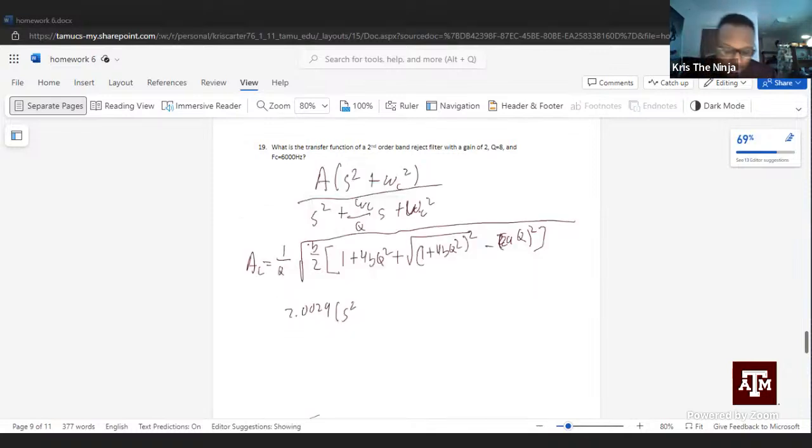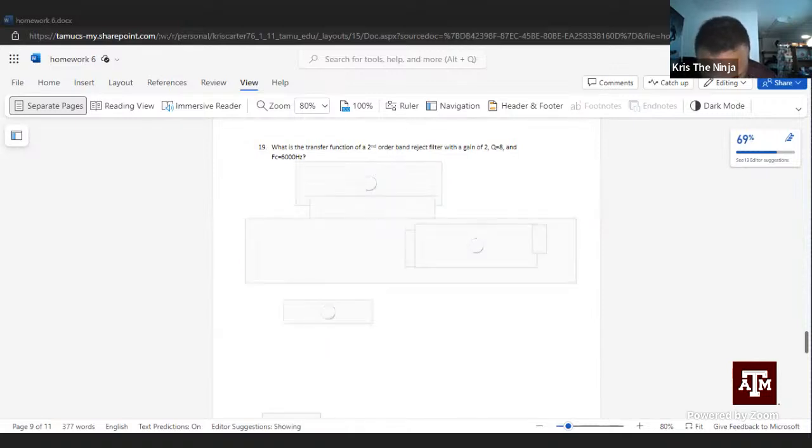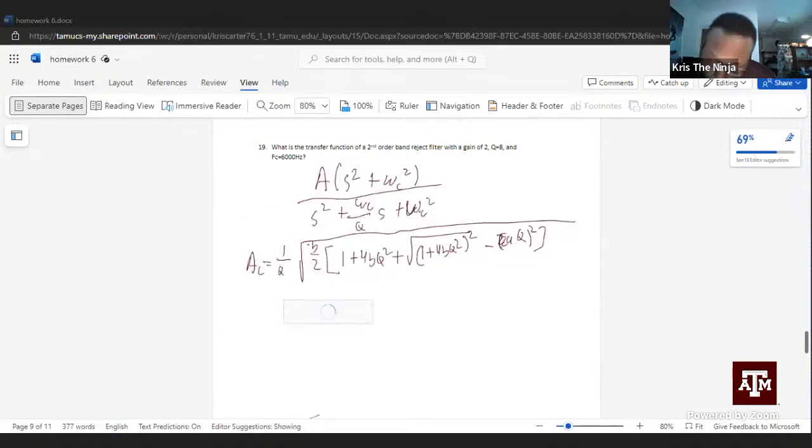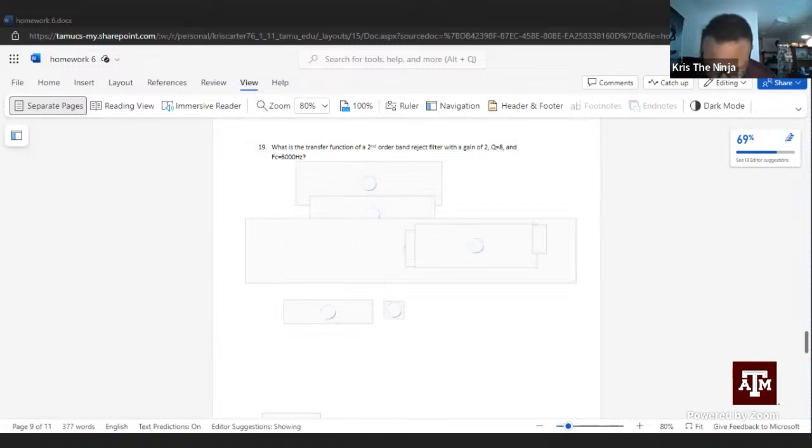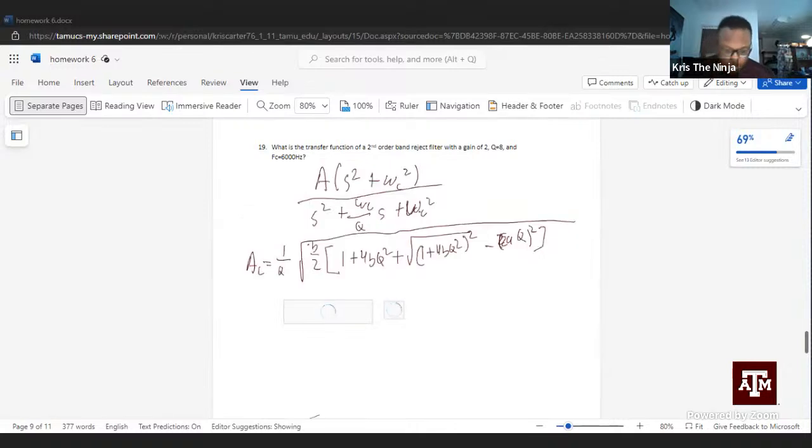So 6,000 times 2 pi. So that, and then I got to square that. Oh, that's a nice number. 1,421,223,034. And then that is all divided by s squared plus this omega c divided by 8.